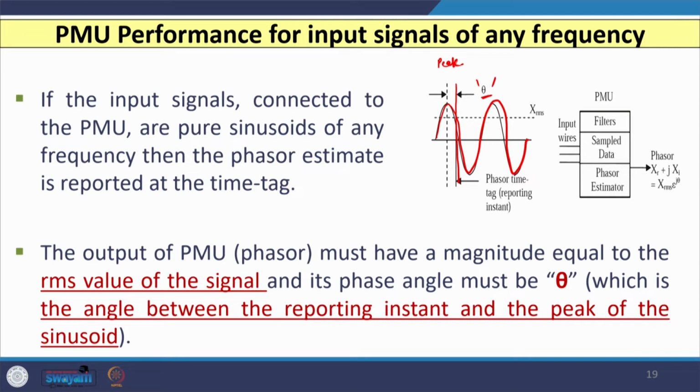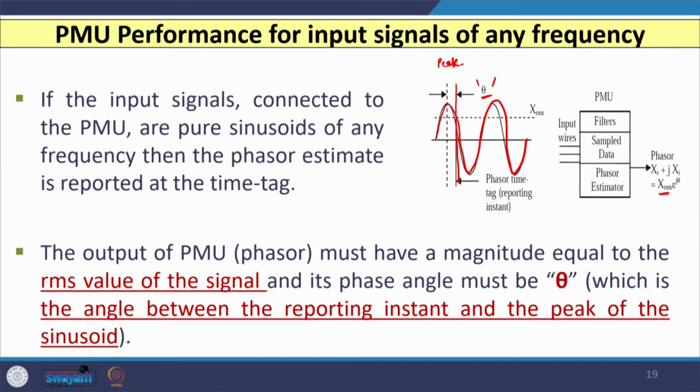It is going to sample those acquired instantaneous data. They have some phasor estimation algorithms; as I told you, the fast recursive discrete Fourier transform algorithm is used. The output by the PMU is given in terms of the magnitude and the angle, that is, e raised to j theta, and the magnitude is in the form of RMS. So, the output of PMU in terms of phasors, magnitude and angle, must have a magnitude equal to the RMS value of the signal.